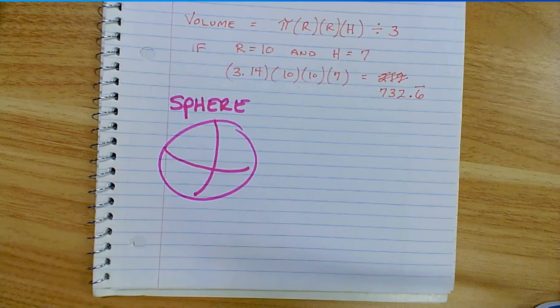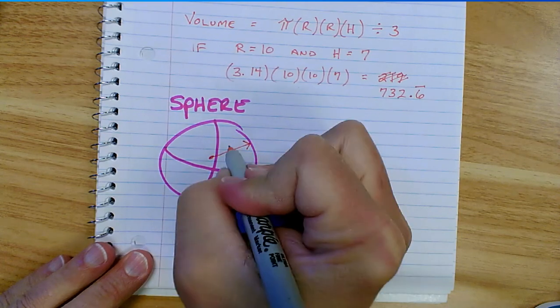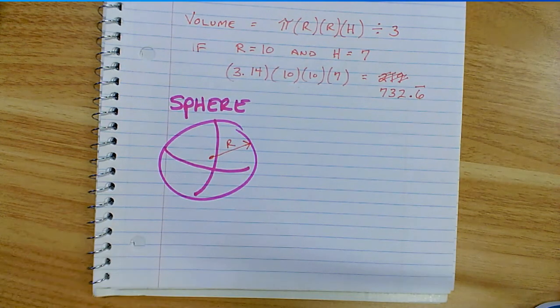Spheres are interesting, and they're hard to draw, aren't they? A sphere is going to have a radius, some kind of a radius, and that's the only measurement that it has. It doesn't have a height. It just has a radius.